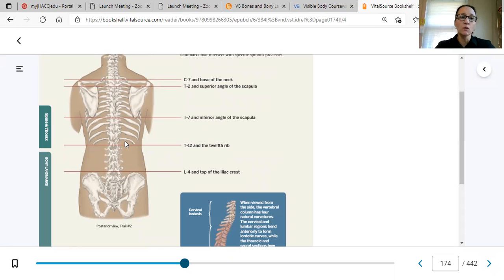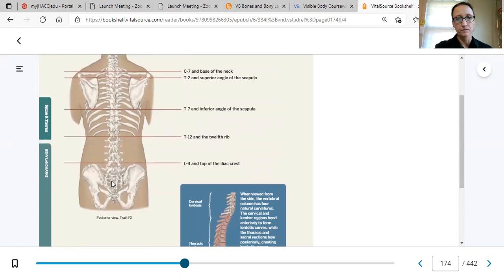So T12 and L1 are really close together, and they're basically where your natural waist is, the narrowest part of you. And then L4 lines up with the top of the iliac crest. Okay. So if you're palpating the spine, you can actually feel the spinous processes and probably just count down and find them anyway. But those are the visual landmarks for you to find different pieces of the spine, okay?